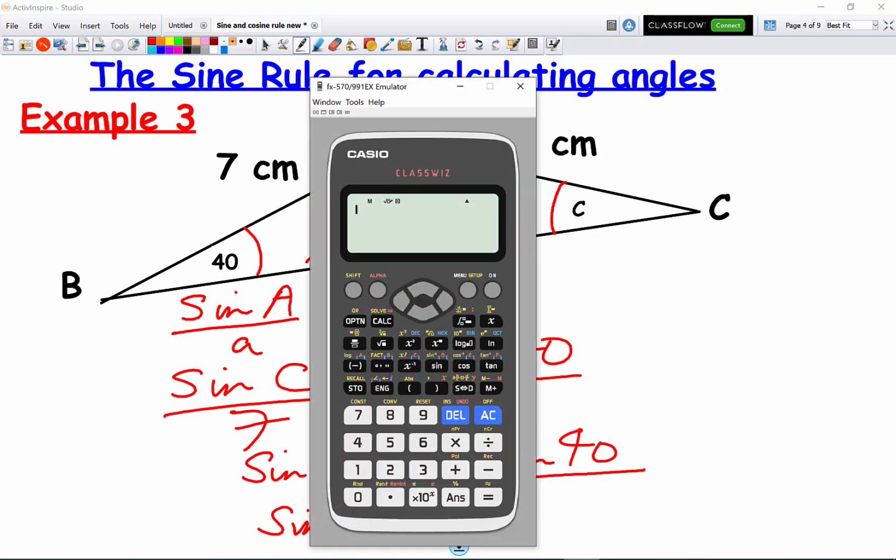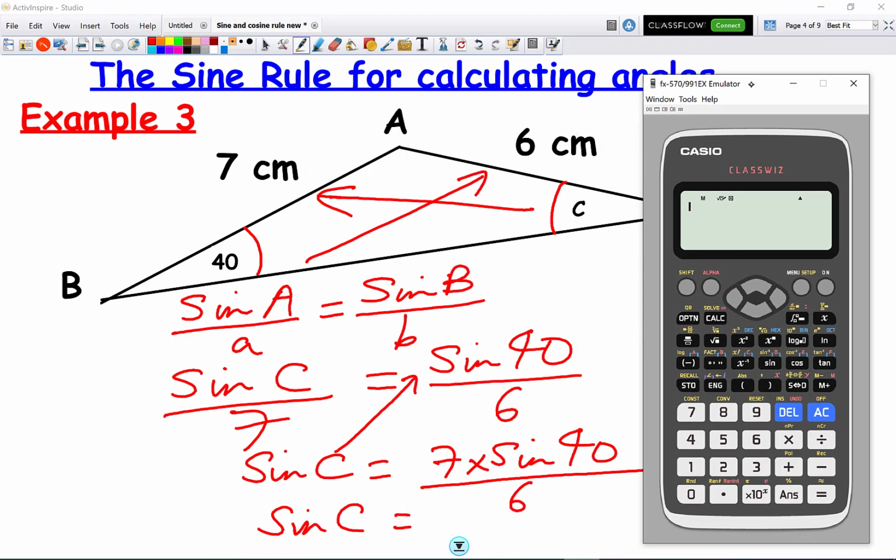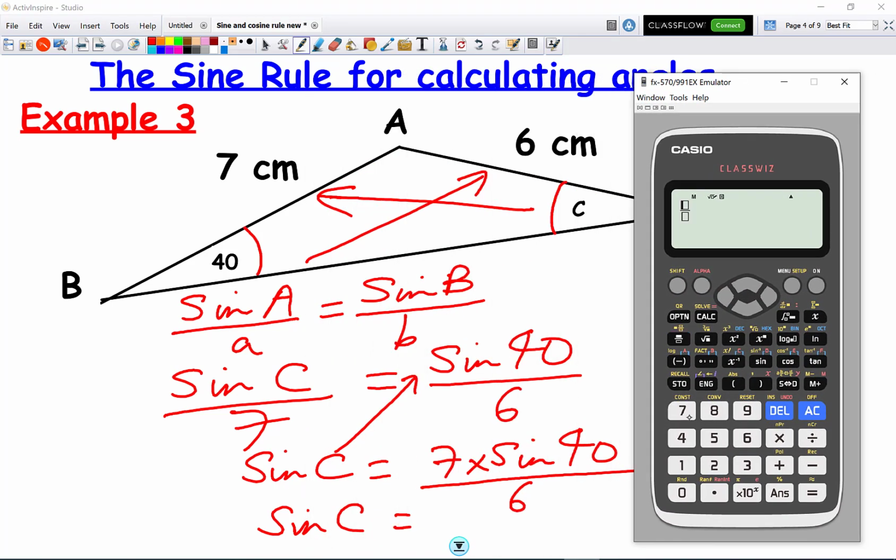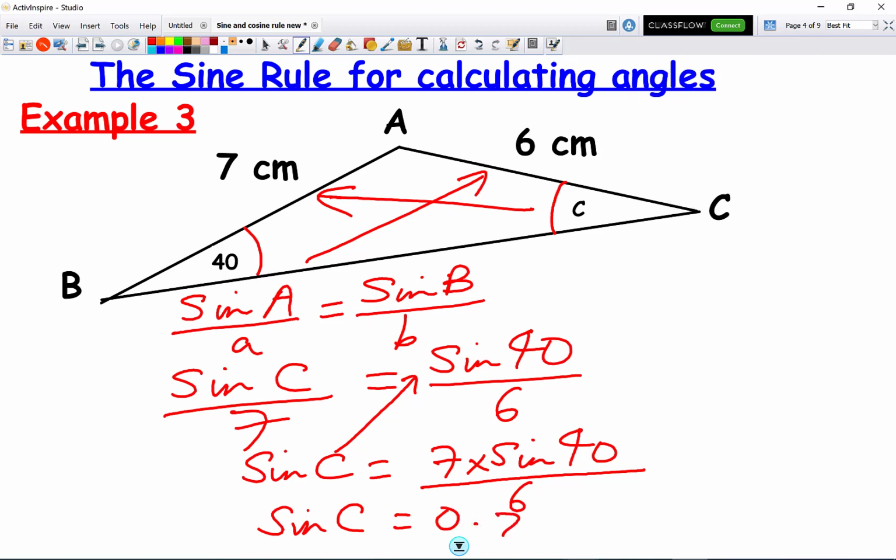Let's get a calculator. So we're going to type in exactly what's there. 7 times sine of 40 divided by 6, which is going to give me 0.749, and so on.